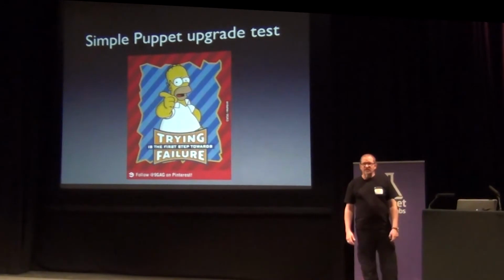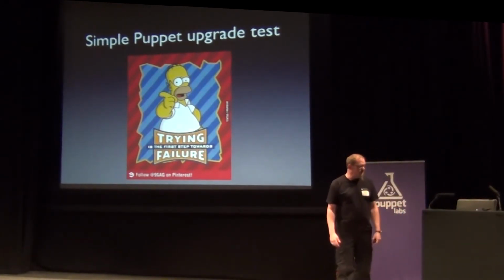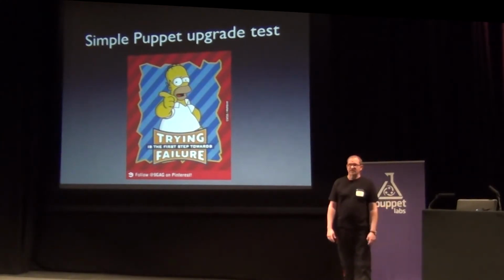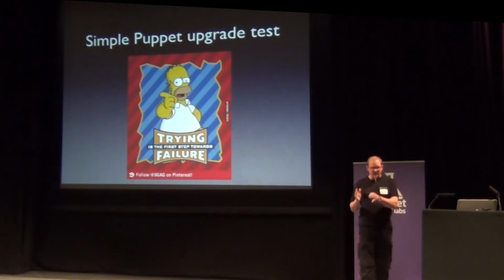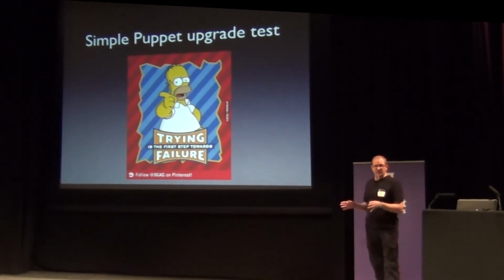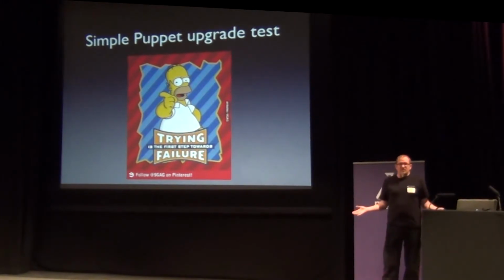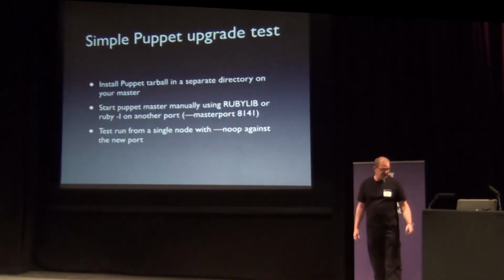But there's also a simple upgrade test, a very, very simple one. It's also the way recommended by Puppet Labs. What is it that you need to do? You want to upgrade to a new Puppet version. It's just a Puppet version. You still want to have the Ruby version in place. You still want to have your modules in place. You would like to spin up a new server, or just reuse your existing Puppet master.